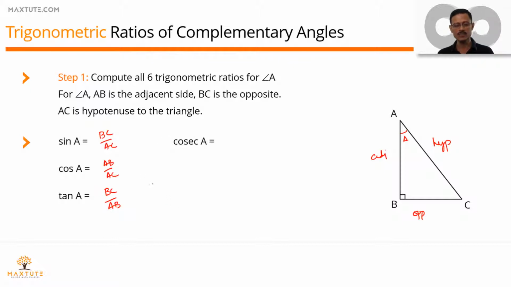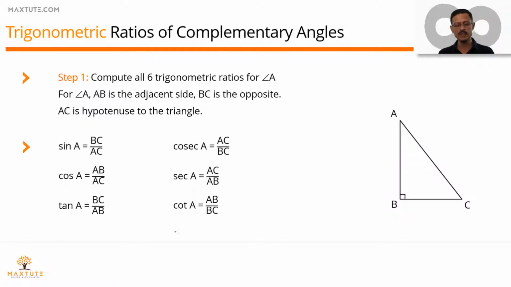And the reciprocals: cosecant A is 1 by sin A, so it's AC by BC. Secant A is equal to 1 by cos A, which is AC by AB. And lastly, cot A is equal to 1 by tan A, which is AB by BC. Here are those values in a printed form, so keep this in mind. We'll be recalling this in a couple of slides down the line to compare it with the ratios of complementary angles.